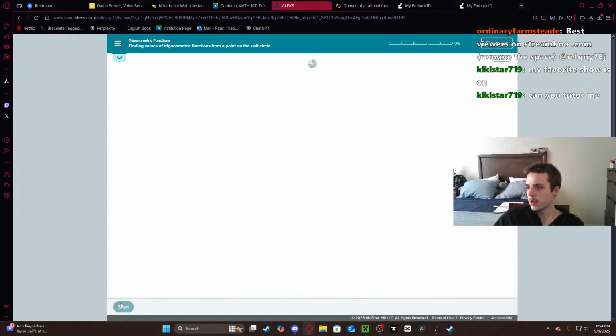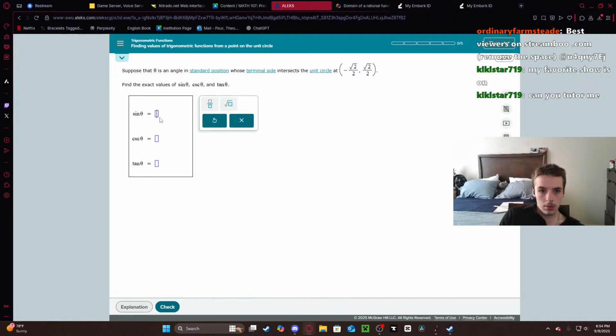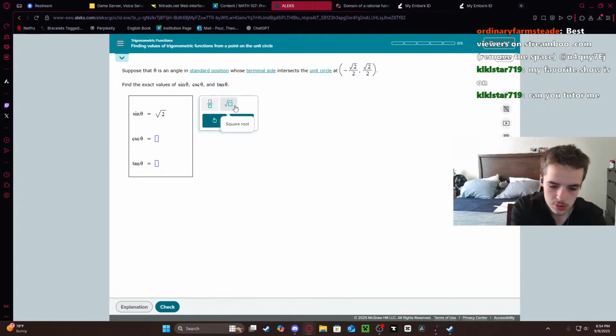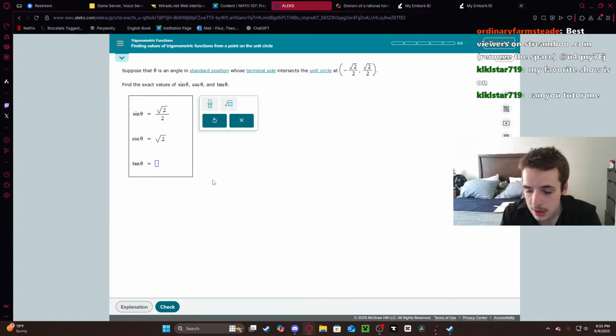Okay, let's look at this one. I shouldn't even need that to do this. The sine is square root 2 divided by 2. Cosecant goes along with sine, which would be 2 over square root 2, which ends up just being, because you can factor out the 2, square root 2. And the tangent is sine over cosine, which gets you negative 1. Check. Cool.